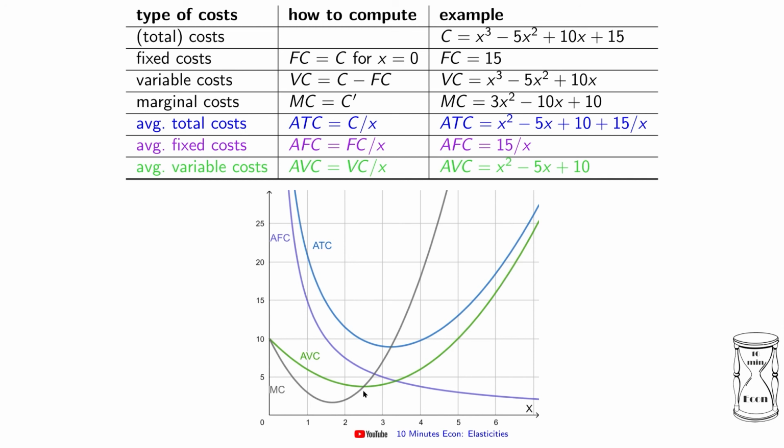So long story short, the minimum of the average variable costs, here about 4, is the minimum price that we need to stay in the market in the short run. And the minimum of the average total cost is the minimum price for which we are willing to stay in the market in the long run. And again, you find both minimums by looking at the point where the marginal costs cross them.